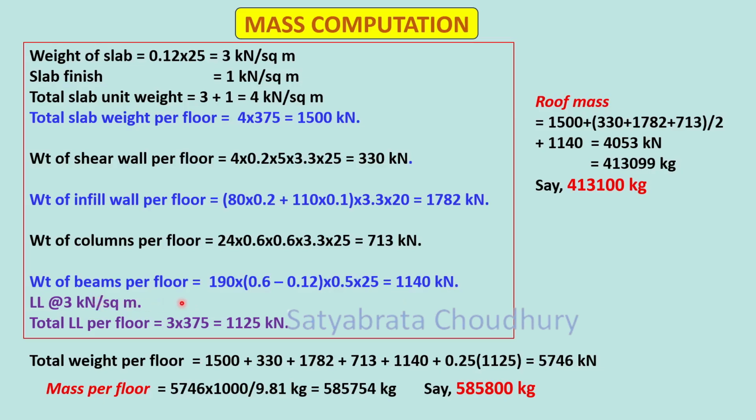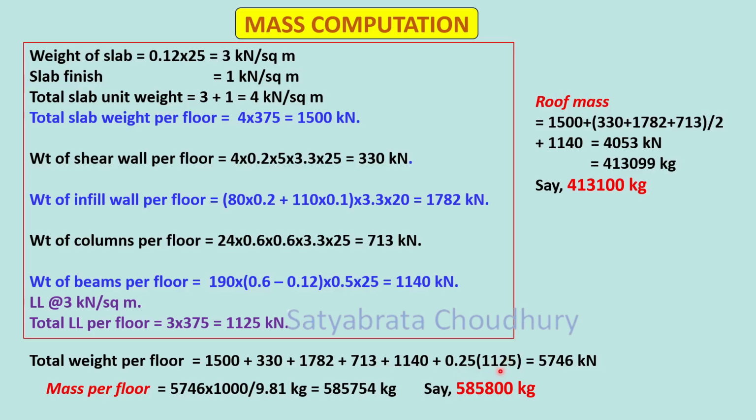Live load we have taken 3 kilonewton per square meter. So total live load per floor is 1125 kilonewton. So now we can calculate total weight per floor for seismic calculation. So adding all this: slab, then shear wall, then infill, then column weight, then beam weight, and finally live load.